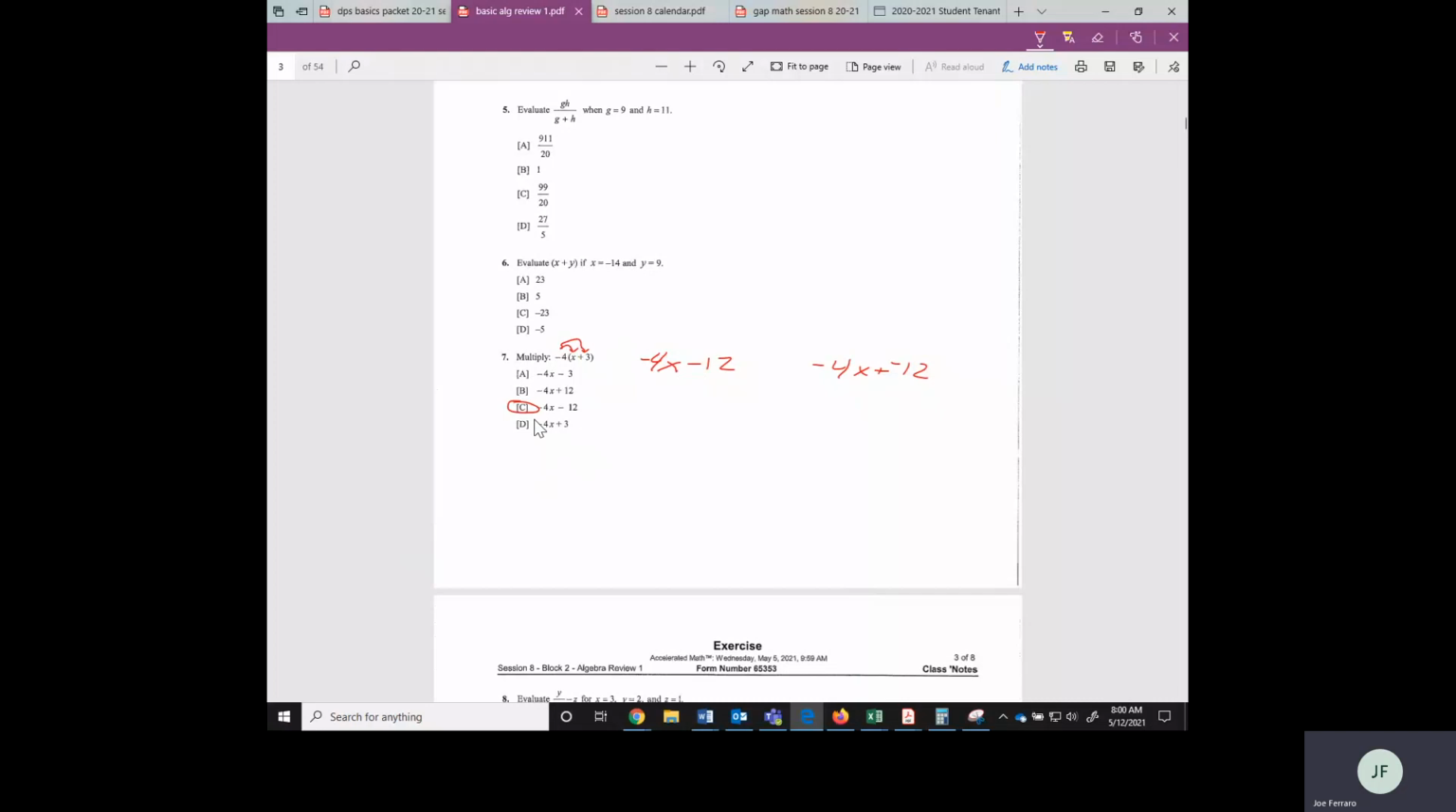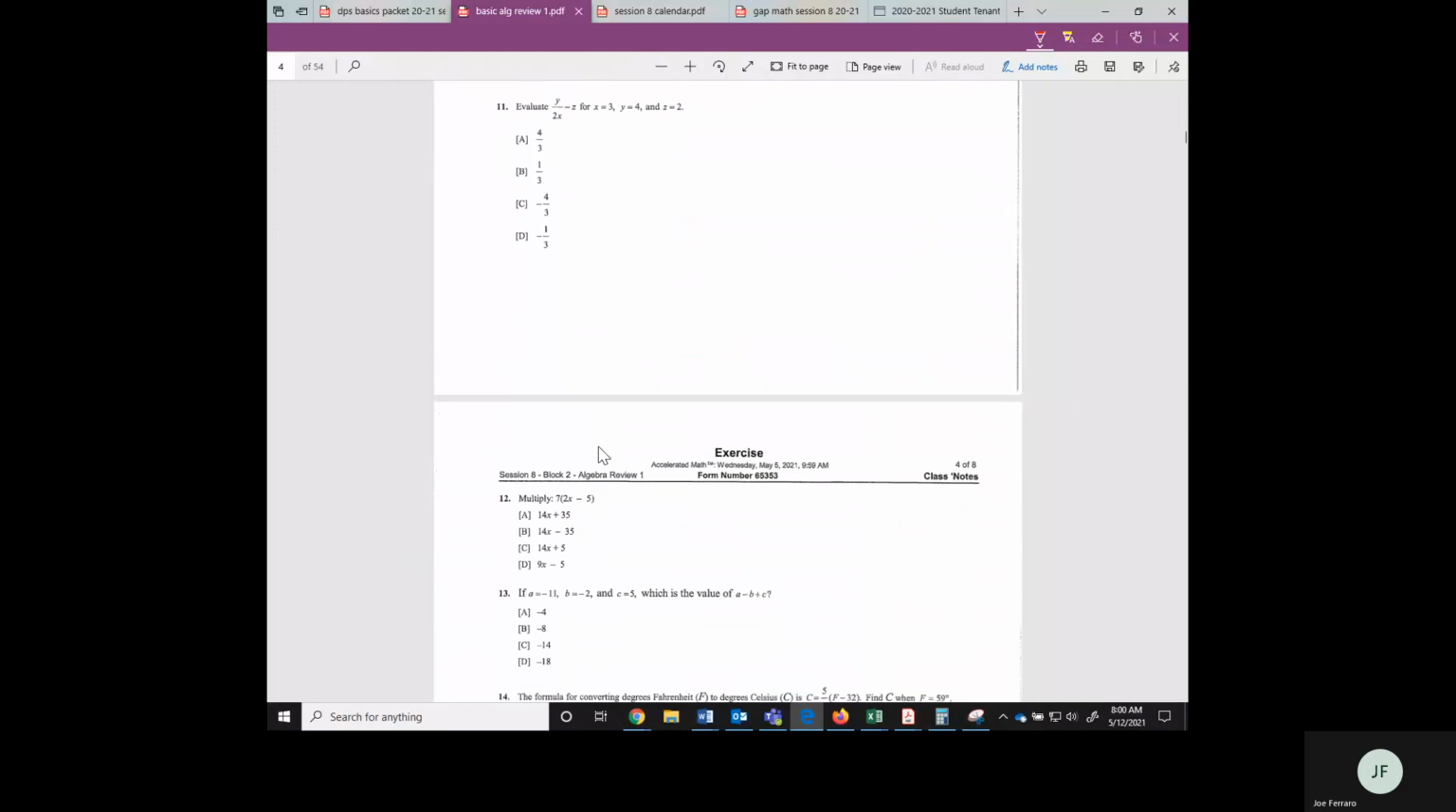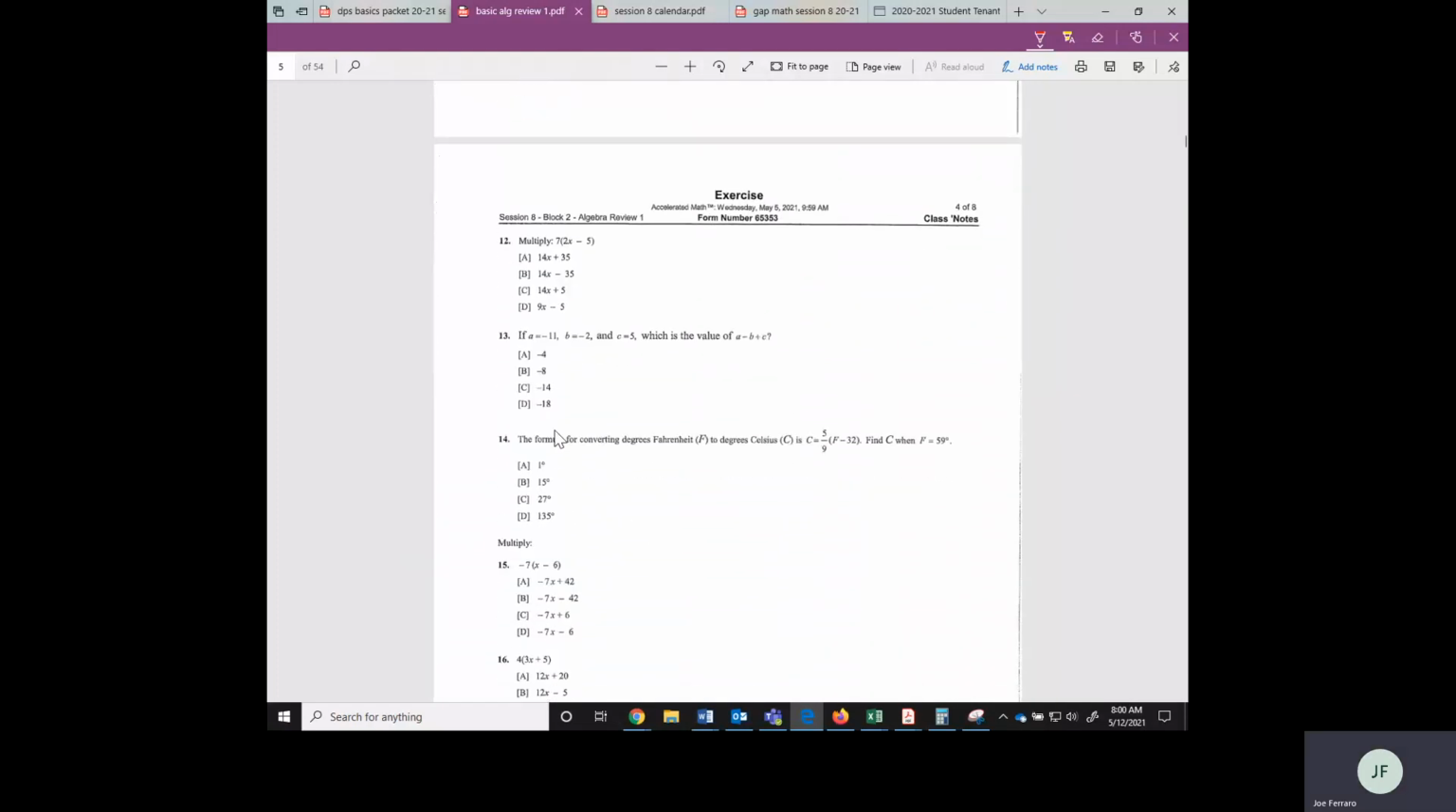Okay. We're going to turn 2 pages and find number 12. Okay, this is going to be the same. There are just some different things I wanted to go over here. This one's going to be very similar. We take the 7 times the 2x. So 7 times 2 is 14, and there's also the x there. Then we take the 7 times a minus 5. So minus 35. So we got a positive 14x, a minus 35. That'd be letter B.